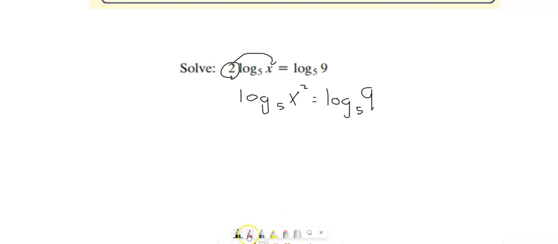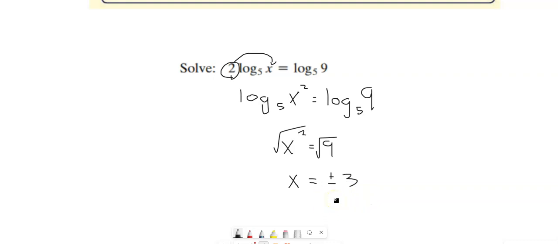Now since we have the same logs, they're equal to each other, so we can set the arguments equal to each other. In this case, x squared is equal to 9. Just take the square root of both sides, and we're going to get x is equal to plus or minus 3.